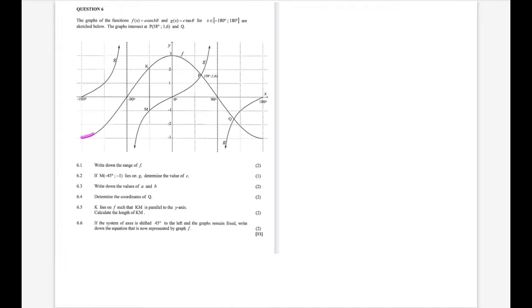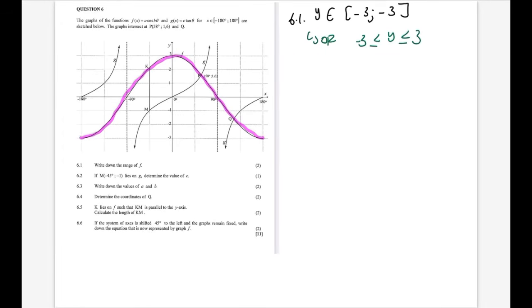Now f is, like we said, this guy over here. Now the range is the y values where the graph exists. If you look at the diagram, you'll see that the graph exists between the y value highest is 3 and the lowest is minus 3. And so to answer 6.1, we would say y is an element of starting from -3 and ending at 3. Alternatively, you can answer this as saying y is greater than or equal to -3, less than or equal to +3. Okay, you can choose one of these.